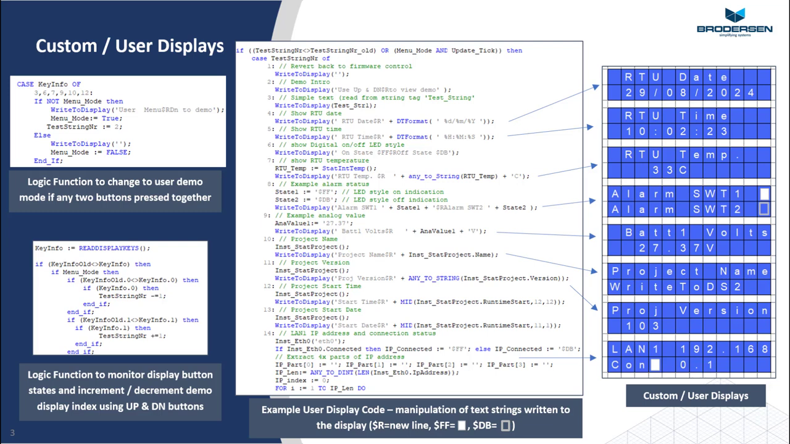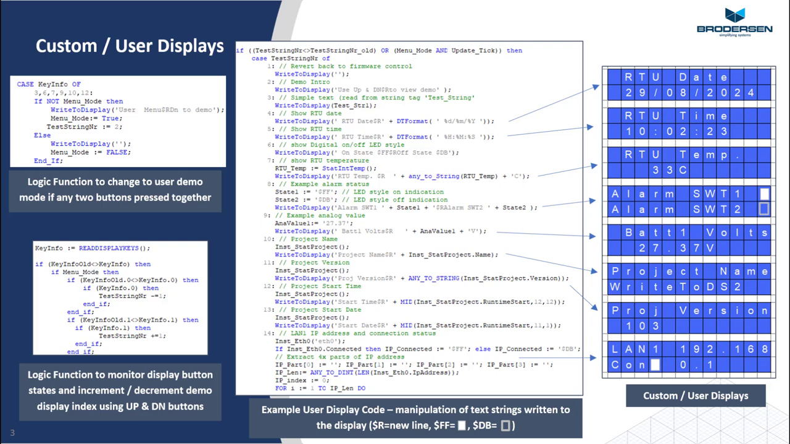When it's, for example, index 4, we're going to show the RTU date by doing a write to display, where we have some text that says RTU date, carriage return, and then we're asking the clock for the date, and we're formatting it in date with day, month, year. So if we look on the top right there, we see that that's what it would look like on the display.